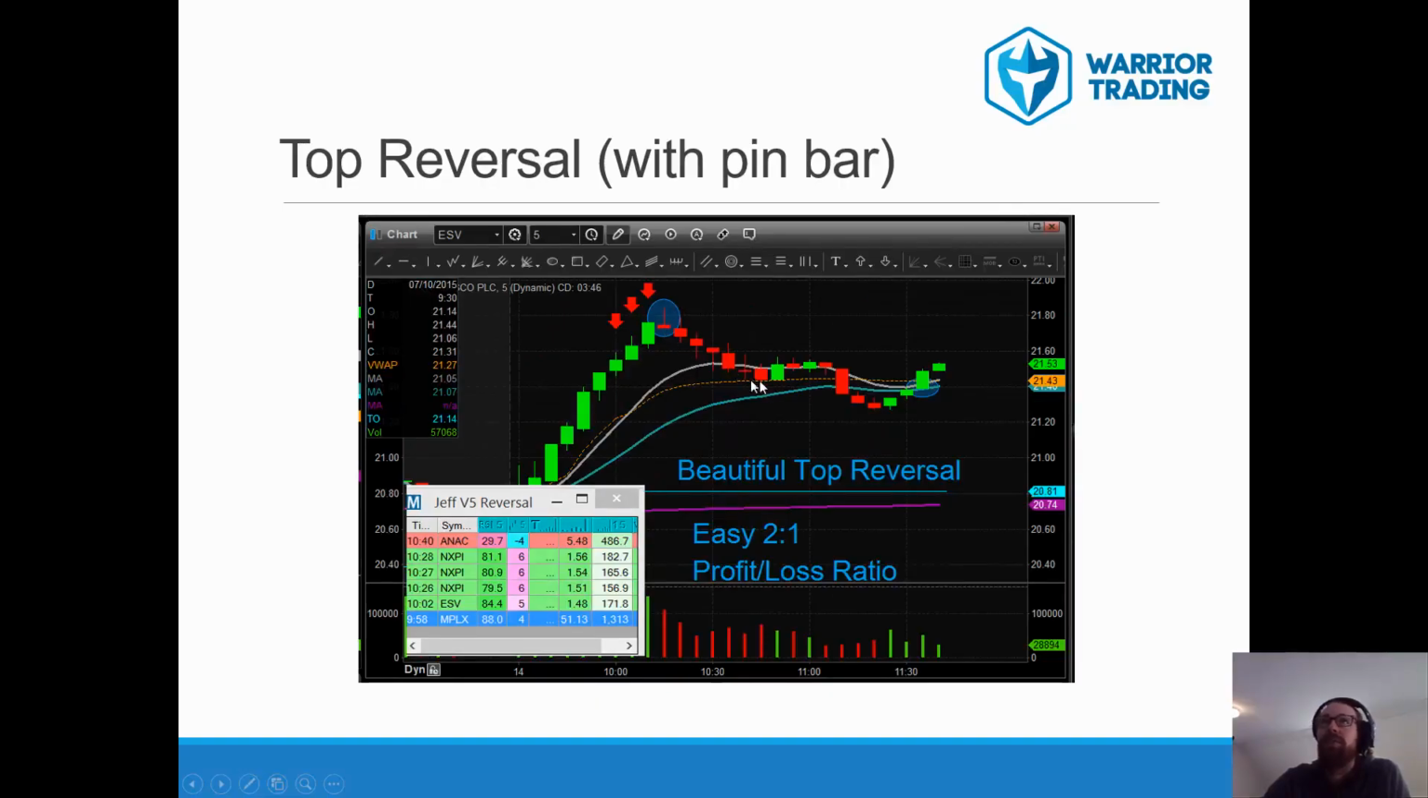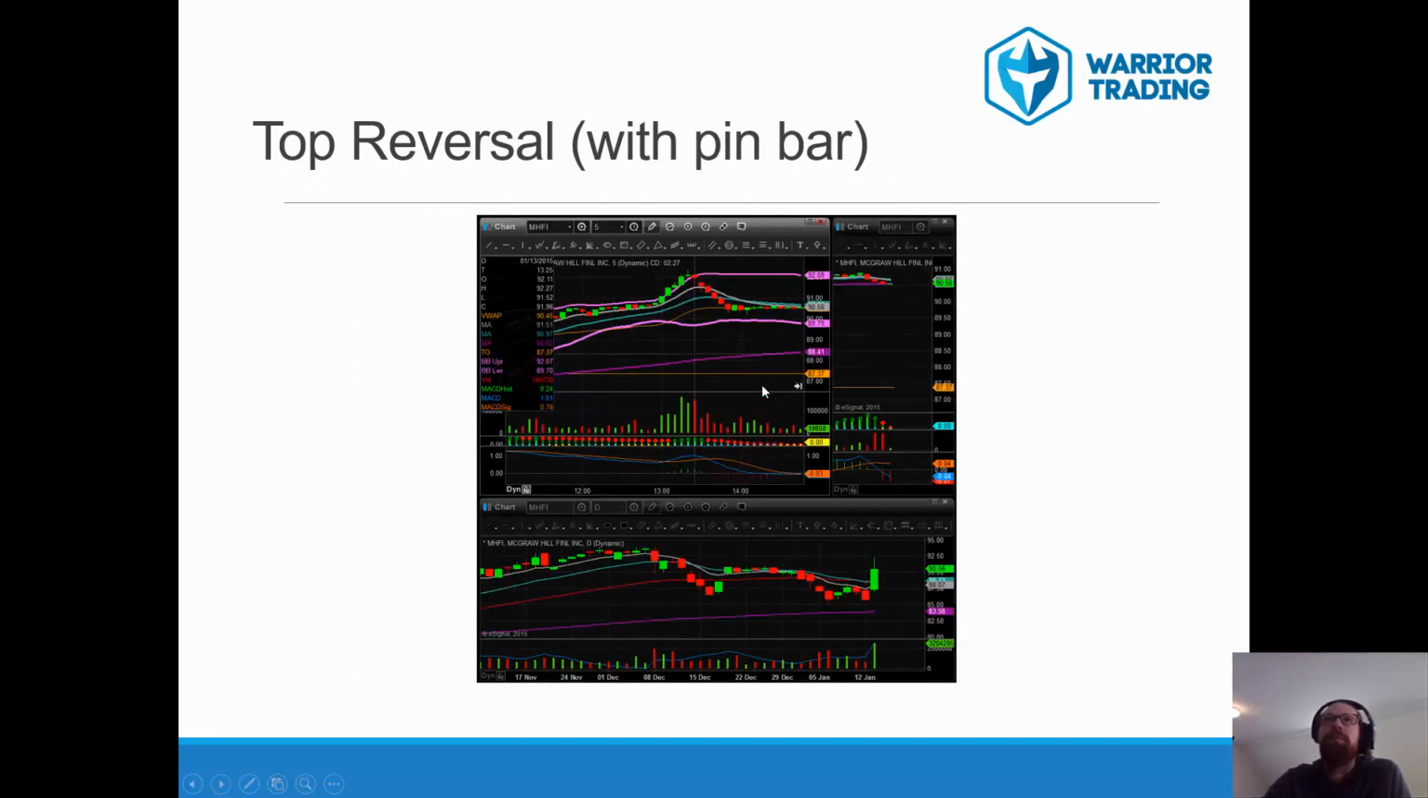If they go further, that's fine. First target's the 9, second target is the 20, and third target's the VWAP. This happens to be a case where the VWAP is above the 20, so that's fine. Target there would be VWAP. So here we go. First target would be the 9 moving average.